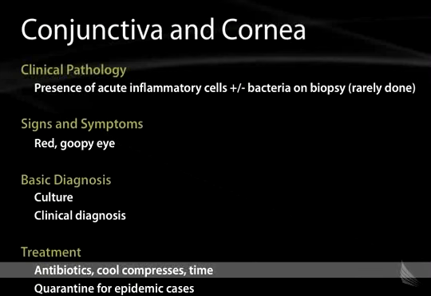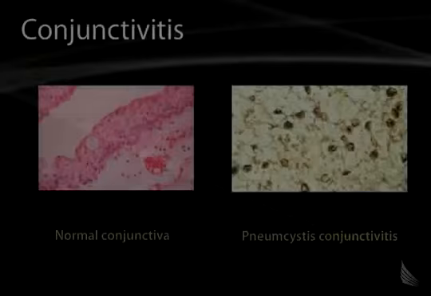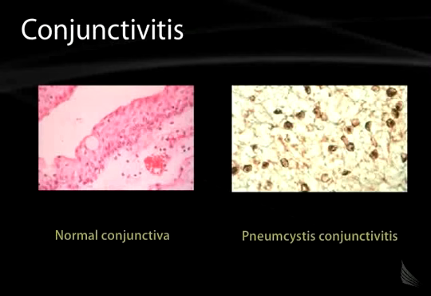Treatments include antibiotics, cool compresses, and time. For epidemic cases and highly contagious cases, you might want to consider a quarantine. Here's a picture of normal conjunctiva on the left. Again, you've got a nice round pale goblet cell in the middle of a non-keratinized epithelial cell. You have a few inflammatory cells around there, but mostly it's okay, and you've got a nice vessel.